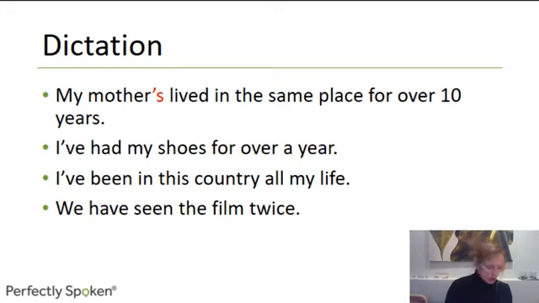And I've had my shoes for over a year. Oh, I don't know. Maybe it's possible. For over a year or maybe just a year. I've been in this country all my life. For me, this is not true because I'm from England, but I don't live in England. And we have seen the film twice. Well, it depends on the film.